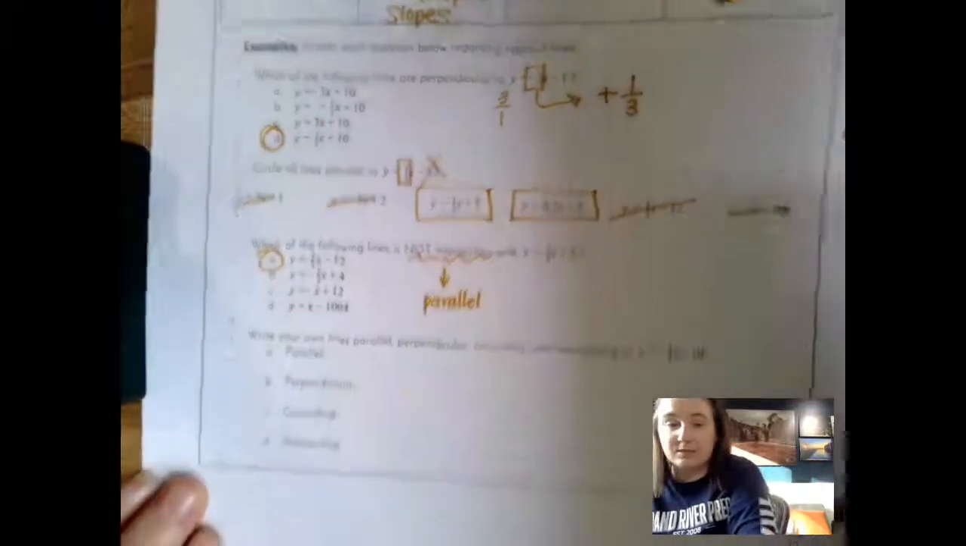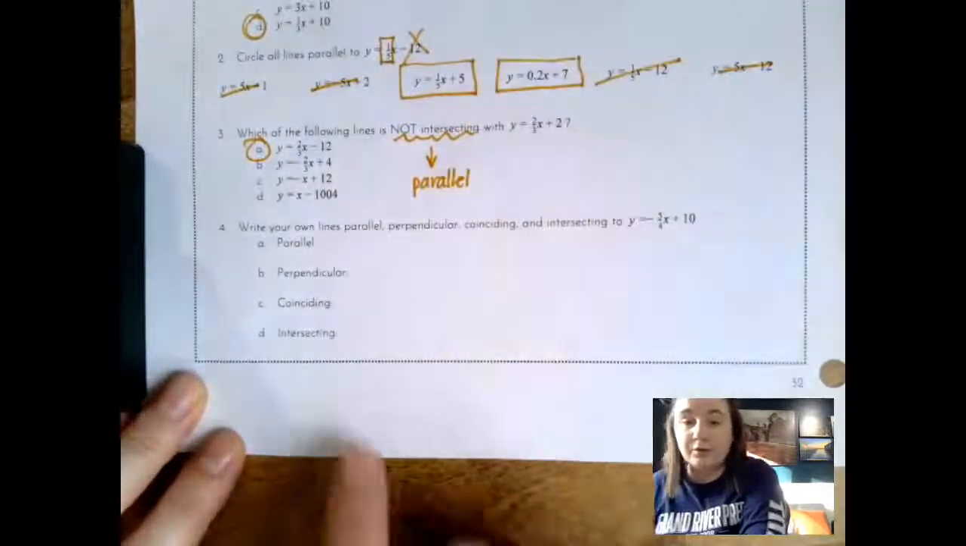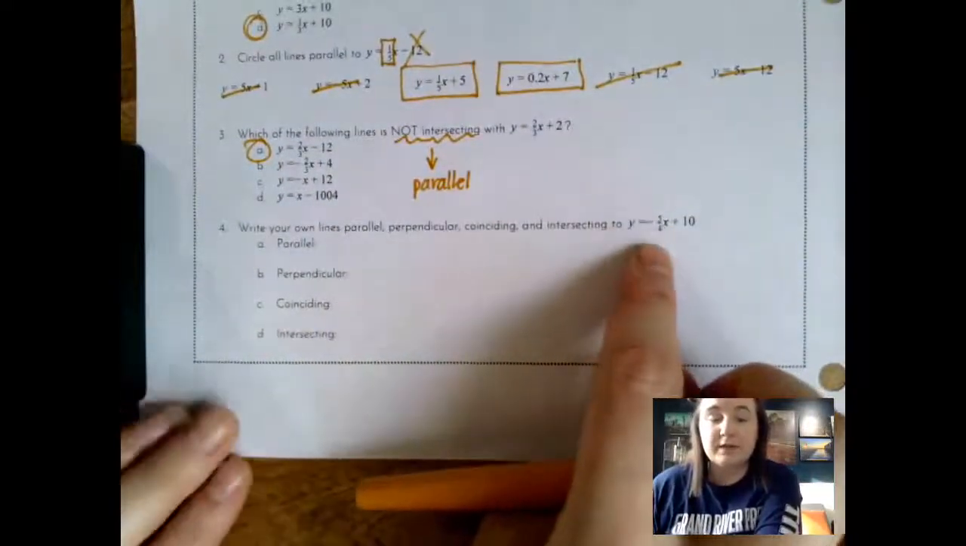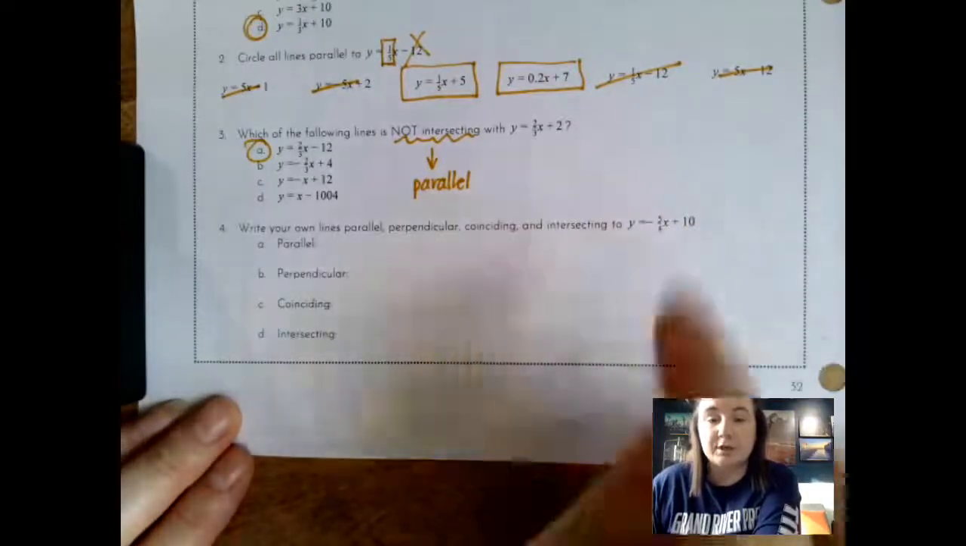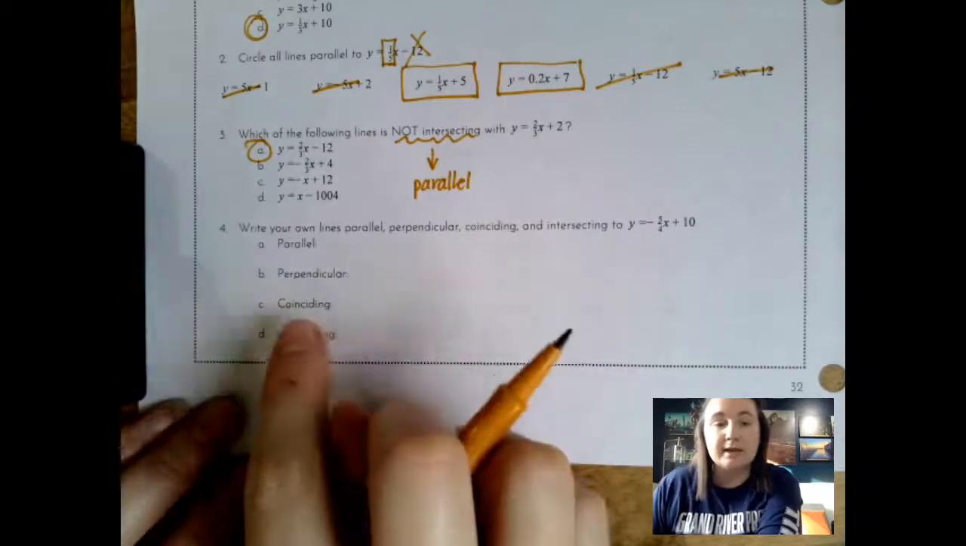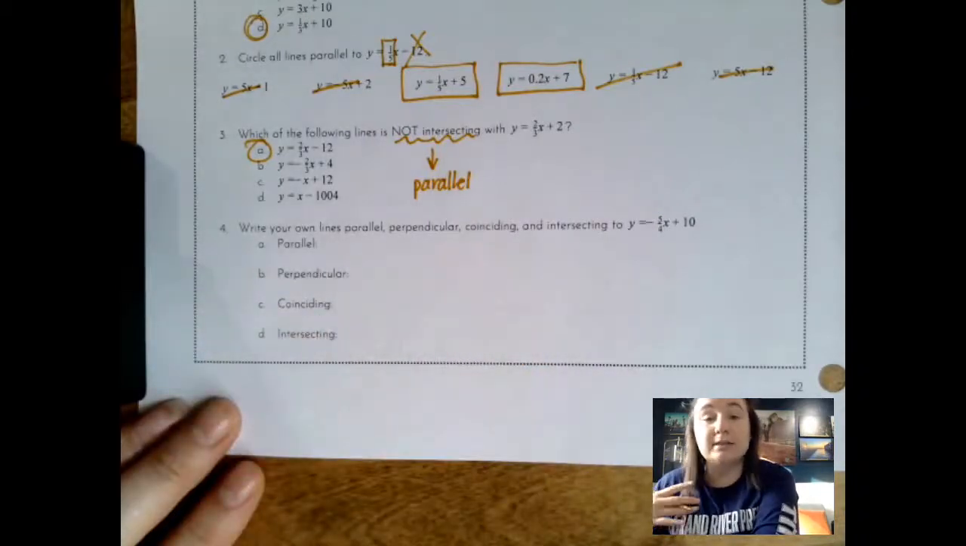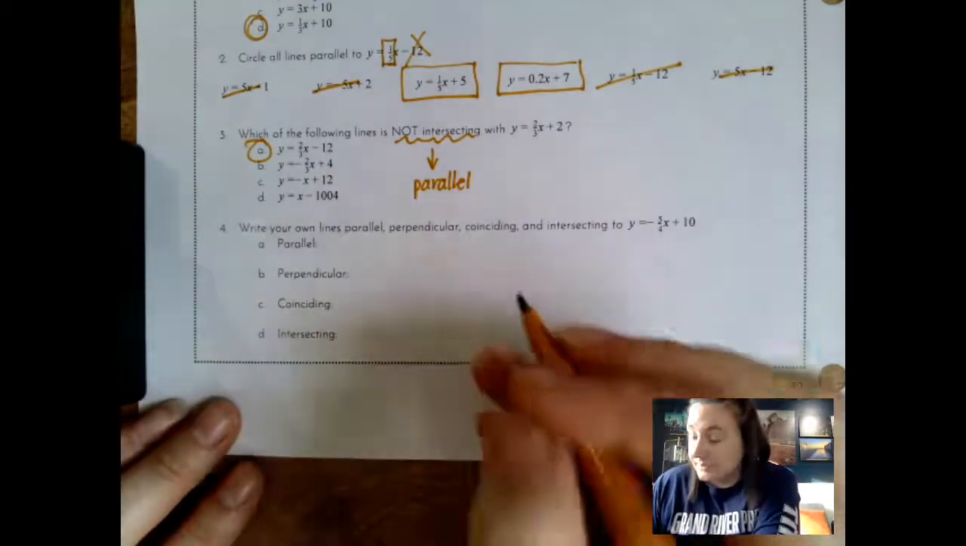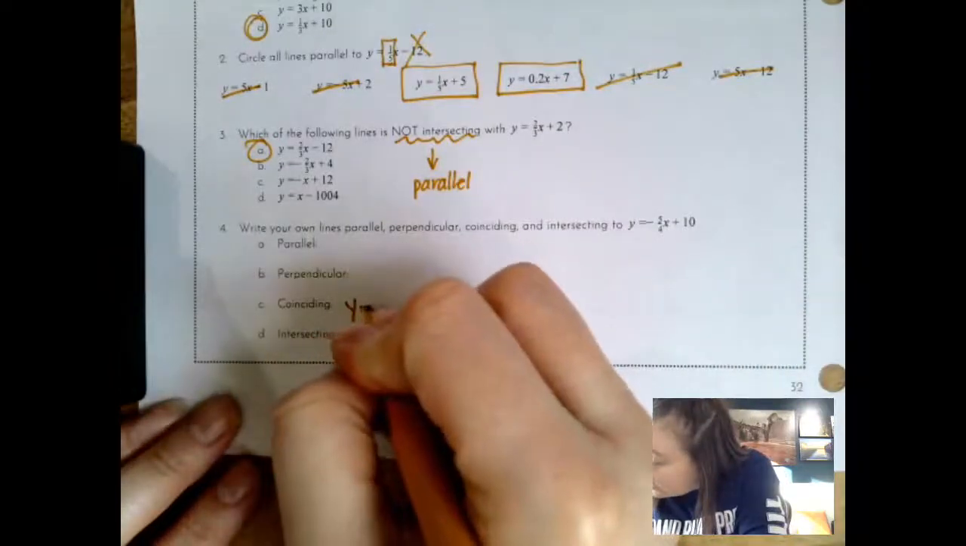And last one, write your own lines for each of the types for this equation. So I like to go in the same order every time, of easiest to hardest. I like to start with coinciding. Coinciding is the exact same line. So I'm just going to write the exact same thing.